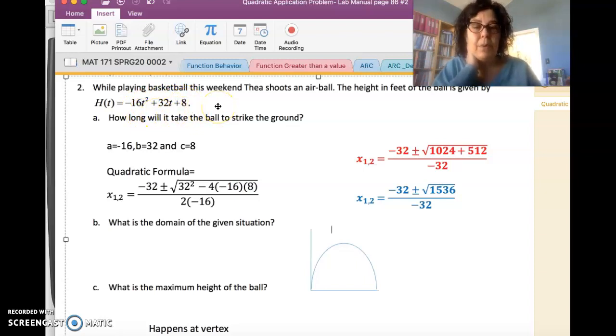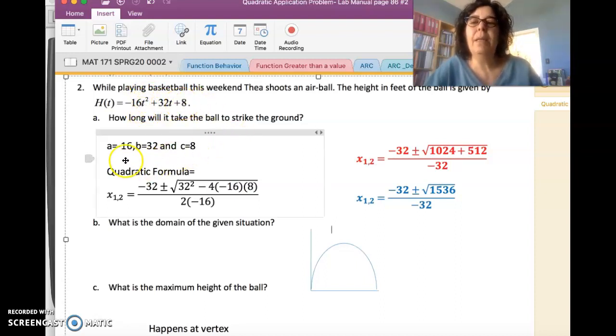The next thing you need to do is look at your quadratic function and see if it is in standard form. Standard form means ax squared plus bx plus c, where x is replaced with t here. So yes, it is in standard form, and I don't need to shuffle the terms or rewrite the function. It starts with the highest degree, then first degree, then the constant term. Then identify your a, b, c. A is negative 16, b is 32, c is 8.